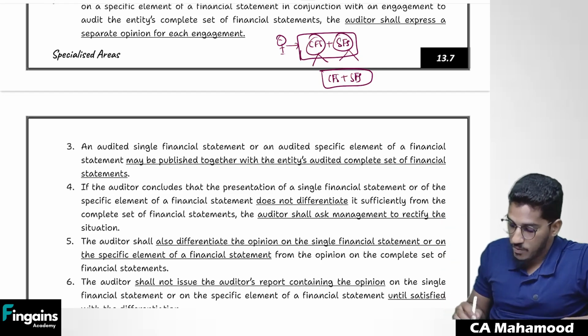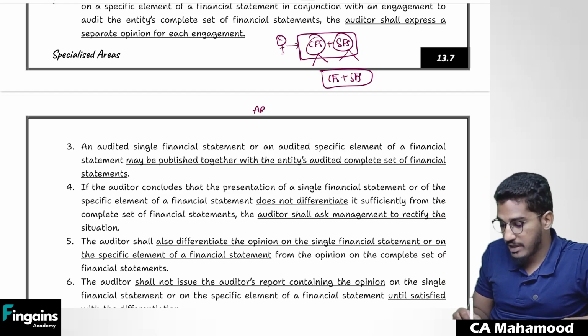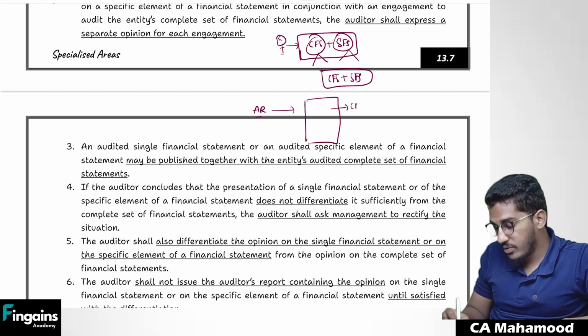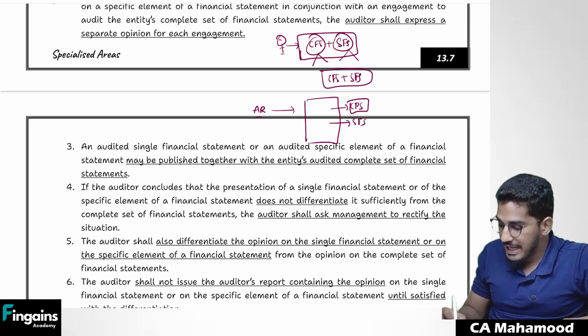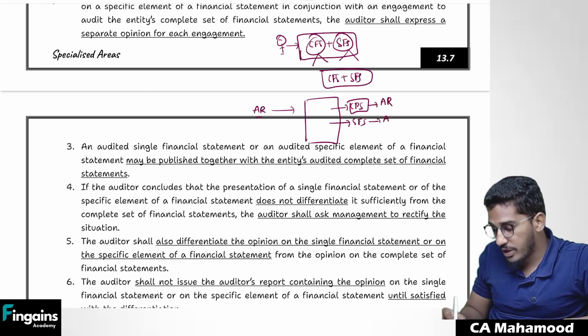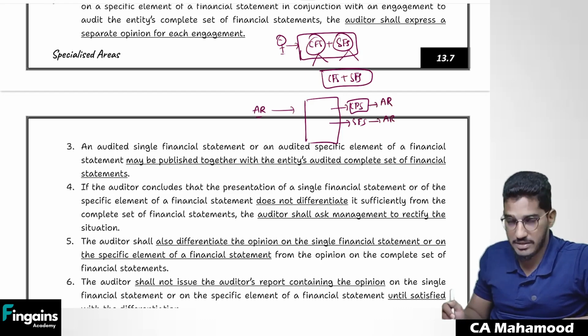Like for example, what the company does is they give their annual report. In the annual report they have various documents. In that annual report, they are also including the complete financial statements, and they are also including the single financial statement. So in that annual report, they are giving the audit report on the complete financial statements and the audit report on the single financial statement.